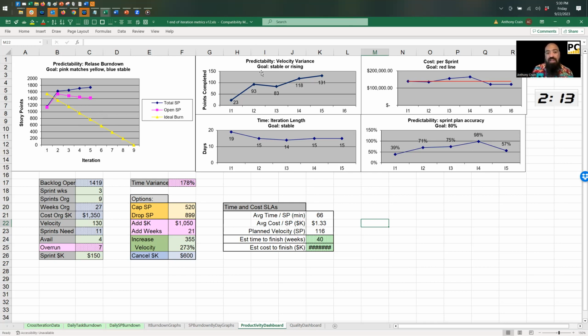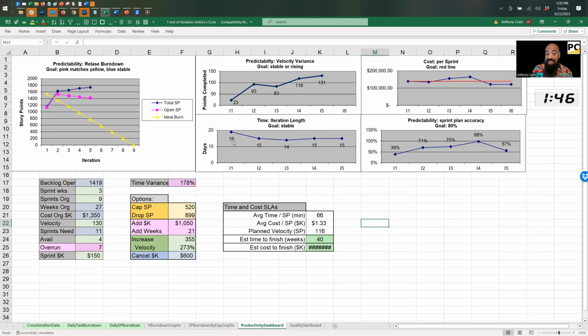Other things I look at here is velocity variance. Every sprint, what is their velocity in points? You can see it's not stable at all, but at least it's rising. Rising is nice, and it looks like it's getting towards stability, but we want to get to stable velocity. Cost per sprint, right? A lot of people don't like to expose costs, so you can use headcount if you prefer, number of team members per sprint. Cost per sprint shows you how much it costs, and you want that to be completely stable. So there's that red line, headcount or cost.